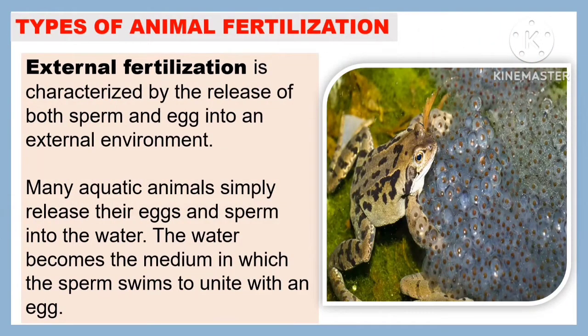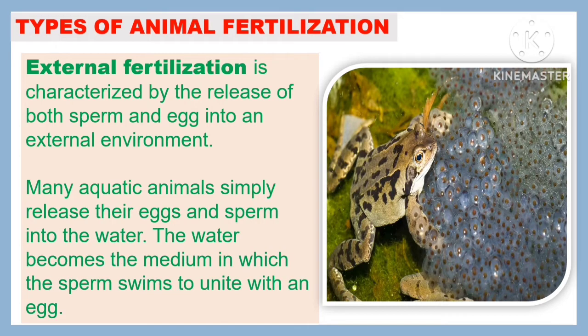The following are the types of animal fertilization. The first one is the external fertilization. External fertilization is characterized by the release of both sperm and egg into the external environment. Many aquatic animals simply release their eggs and sperm into the water. The water becomes the medium in which the sperm swims to unite with an egg.